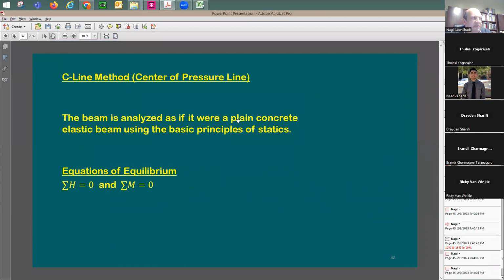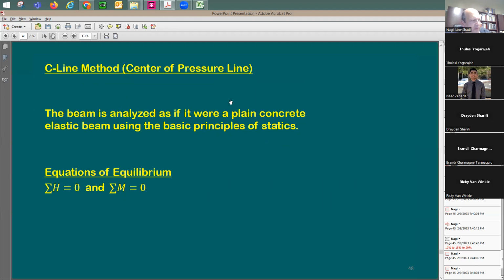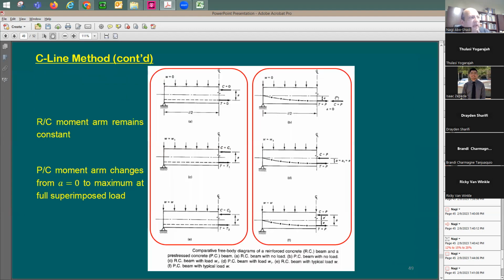We have here a couple of methods to find out the stresses and to study the stresses and the loading. One of them is called the centerline method, and you can use it. There is nothing wrong with it. First, maybe you'd like to compare between a conventional beam and a pre-stress beam. So this one here is going to be the conventional beam, reinforced concrete beam, and this one the pre-stressed beam.